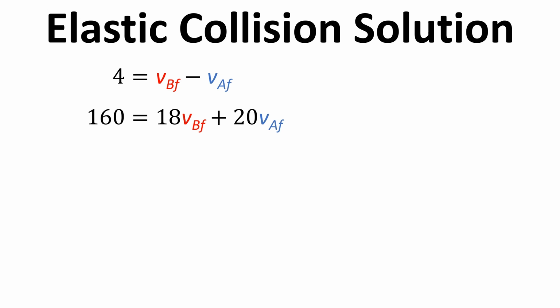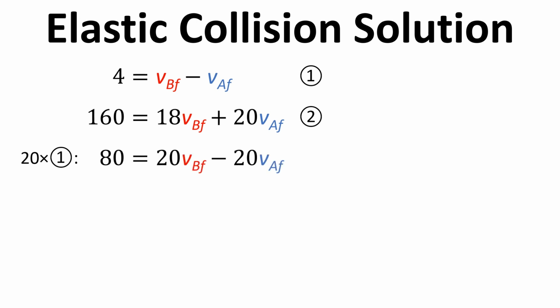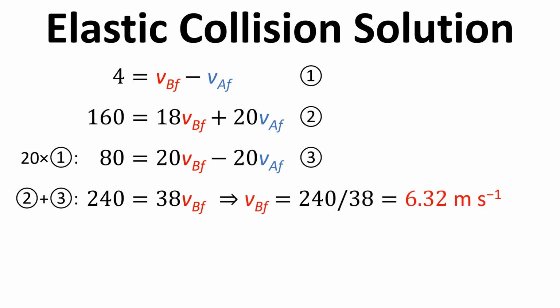So bringing those together, we'll label the first equation 1 and then the second equation 2. And what I'm going to do here is multiply equation 1 by 20. So we have 80 equals 4 VBF minus 20 VAF, and I'll call that equation 3. Next, I'm going to add equations 2 and 3 together. So we have 240 equals 38 VBF. Because we had plus 20 VAF in equation 2 and minus 20 VAF in equation 3, they cancel out. Now rearranging this equation, we find that VBF equals 6.32 meters per second.